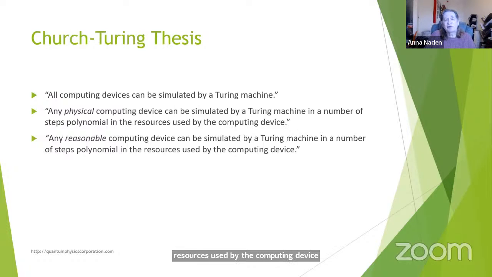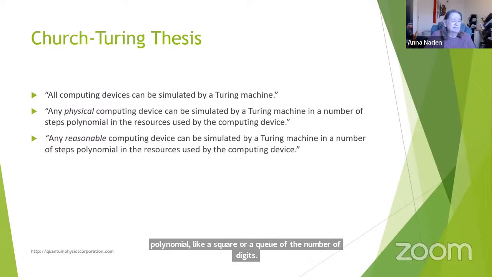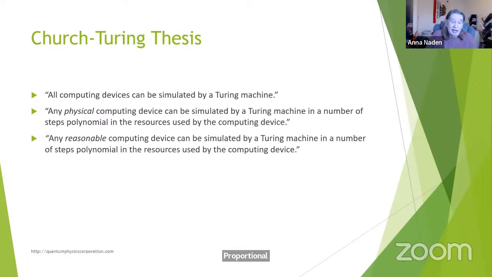So what that says is, if you take the number of digits in the integer that's part of the public key, and if you could do it in polynomial time, then the number of steps, the number of instruction cycles, would be a polynomial, like a square or a cube of the number of digits. That's not the case for classical computers. It's only the case for quantum computers. That's Shor's algorithm.